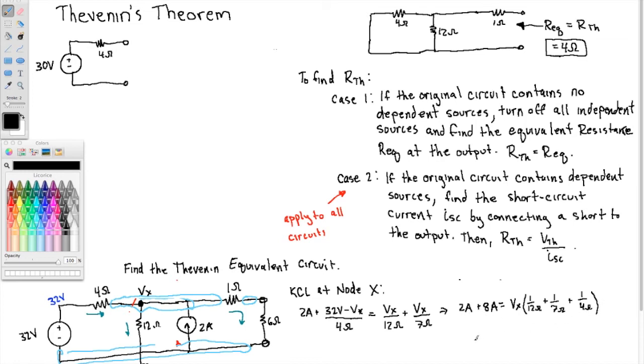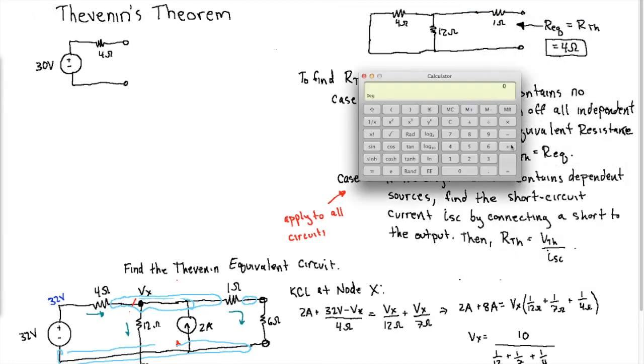So this is 10 over here, so Vx is equal to 10 divided by 1 over 12 plus 1 over 7 plus 1 over 4. So 1 over 12 plus 1 over 7 plus 1 over 4. Okay?